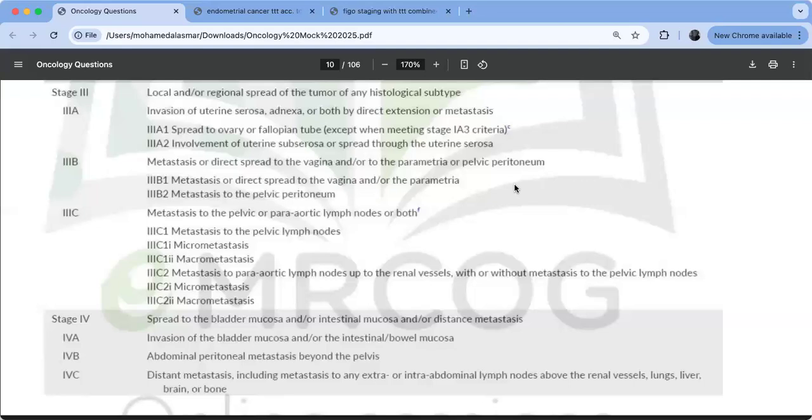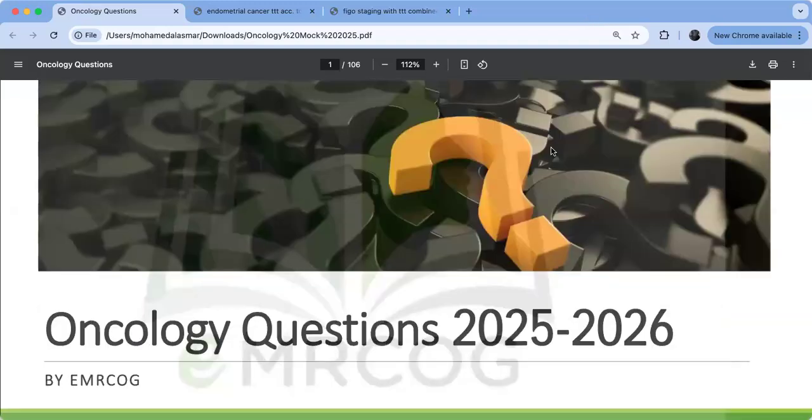Are we clear so far, my friends? We have tried to make quick notes on the staging of cancer. And here are some applicable questions. I have collected some questions for you, dear friends. These questions are like an introduction to endometrial cancer, and then we will have the staging and treatment questions.